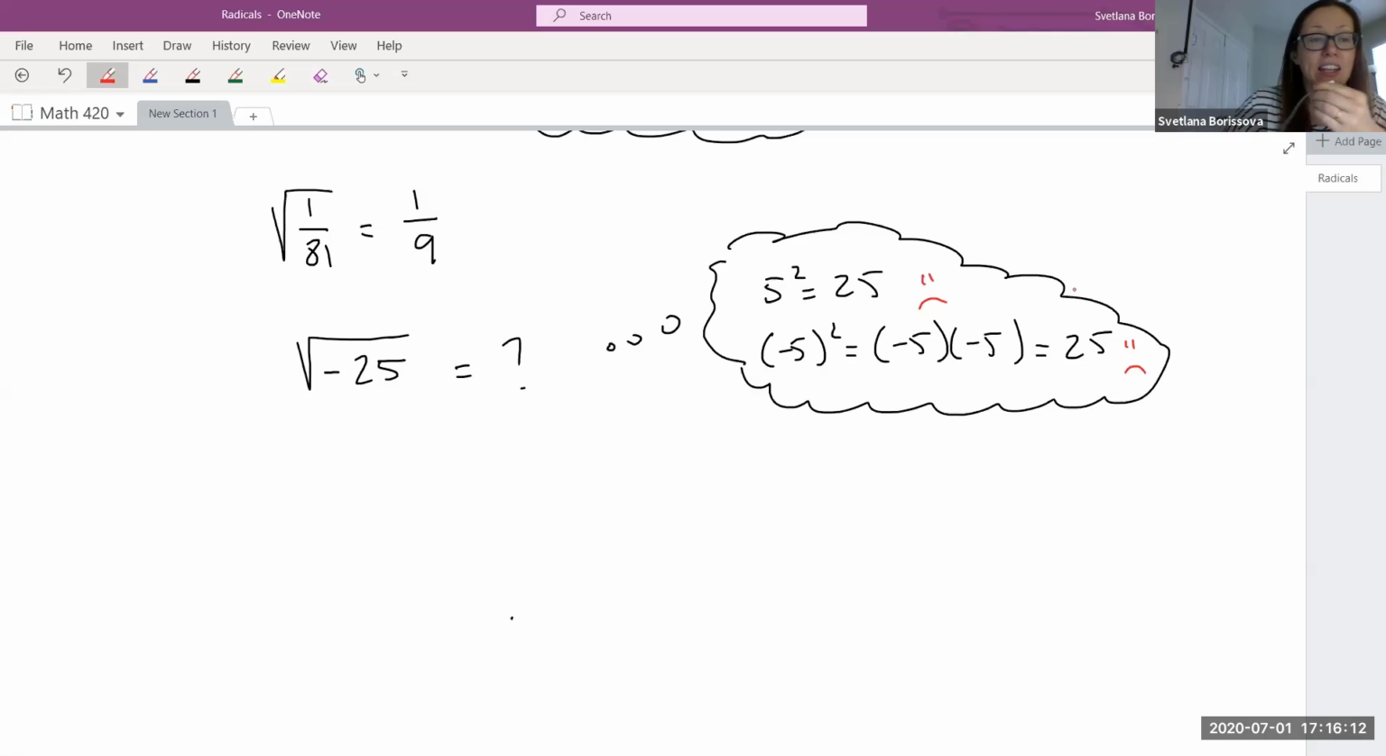There's no such number like that. So we'll say here, so I'm going to erase that, an equal sign. I'll say is not a real number.